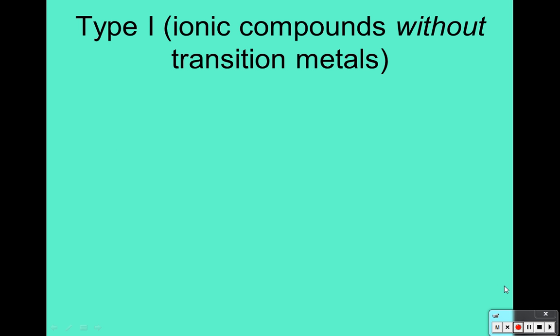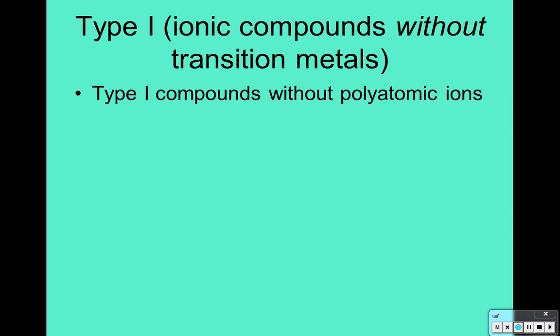So I'm going to teach you two types of naming ionic compounds. We're going to start with what are called type 1 compounds, and those are any ionic compounds without transition metals. So, you know, that huge chunk in the middle that we keep skipping over when we talk about trends, we're going to skip over them as well for type 1 ionic compounds. Type 1 ionic compounds are pretty easy to name.